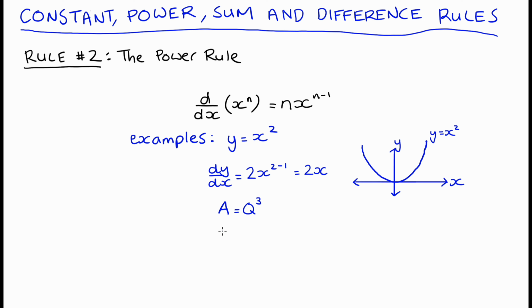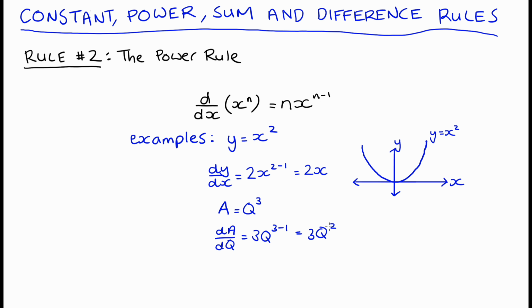Let's think about another example. If a is equal to q to the power of 3, the derivative of a with respect to q, well, here our n is 3, so that comes out the front. And instead of x, we have q, so we'll put q to the power of, we take 1 off the exponent, so 3 minus 1. So we get 3q squared all up.